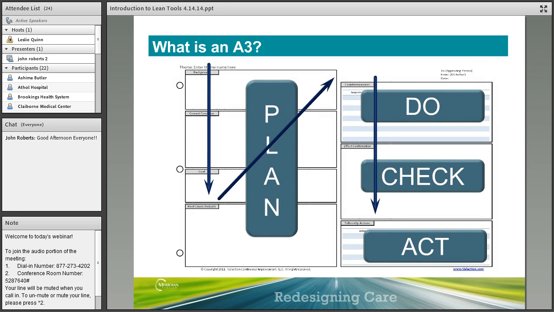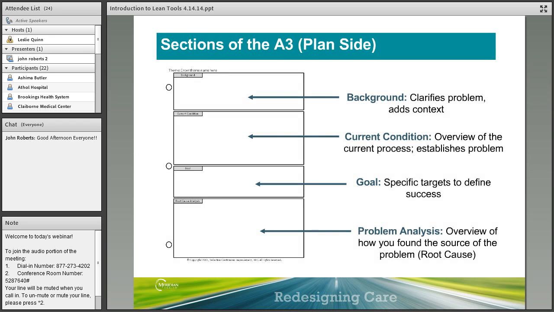For those of you that are familiar with Plan, Do, Check, Act, you'll see A3 really follows that particular methodology. As you can see here, this is an A3 problem-solving structure, and it really follows the Plan, Do, Check, and Act. The left side of an A3 clarifies the background, what the current condition is, again, what our goals are, and a problem analysis.